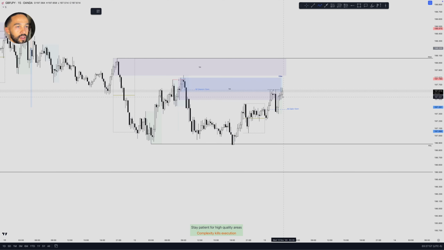So from here, I would like to see price break down, break below this low here as a break of structure, and then we pull back to a possible M15 order block, which we could be creating now, to then mitigate to go lower again. So something like this is what I would like to see.